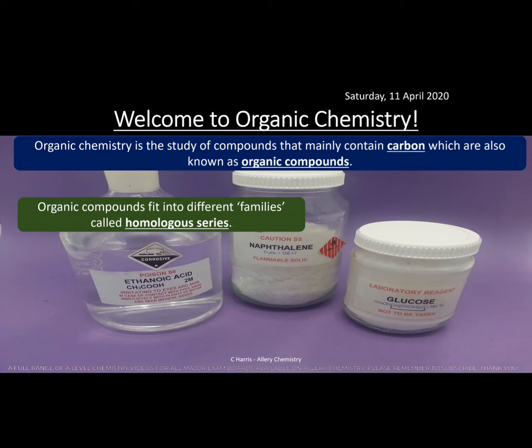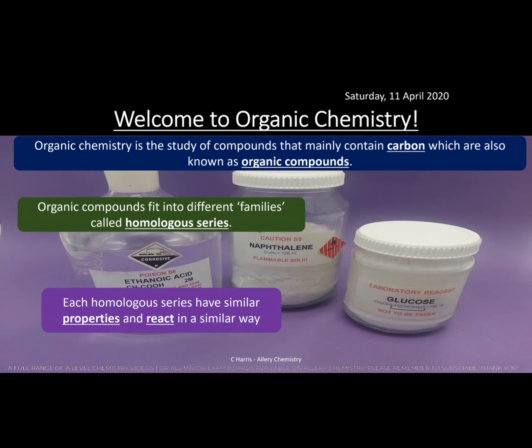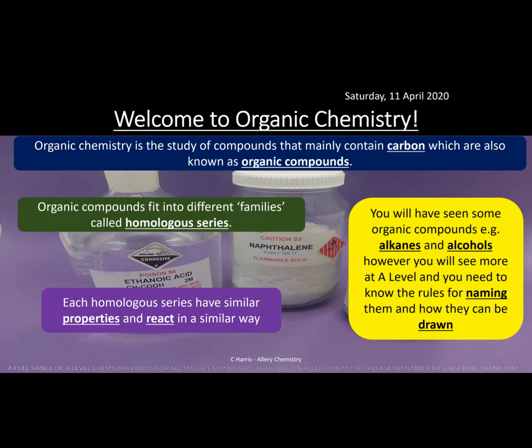So it's very important. They split into families because it's such a huge area, and we categorise them into different families, and we call it a Homologous Series, and you'll see more of them later. Each homologous series has a similar pattern in terms of reactivity. So they react in a similar way, and their properties are quite similar as well. So you'll see that later on.